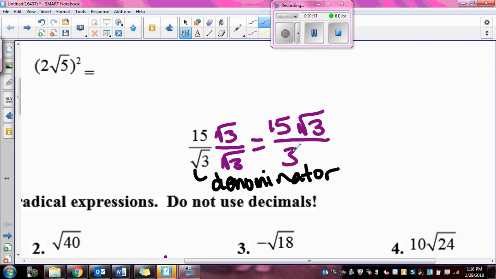We cannot divide 3 into the square root because this one does not have a square root. They're not like terms. But this is a whole number, this is a whole number. 3 goes into 15 5 times. So we have 5 square root of 3, and you can put that over 1 or just leave it like that. It's fine.